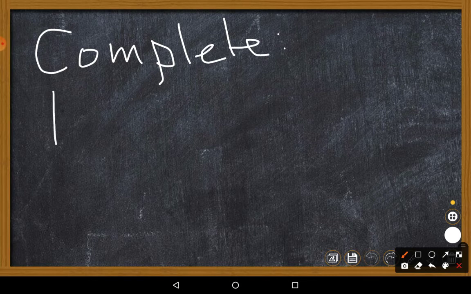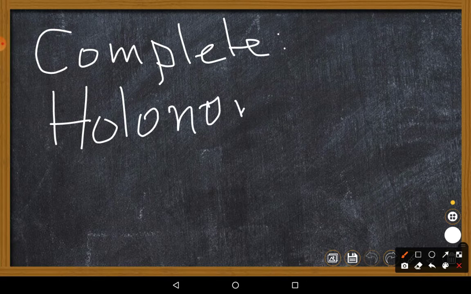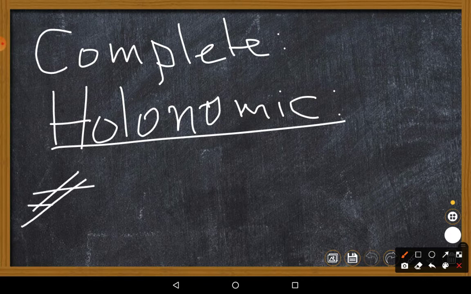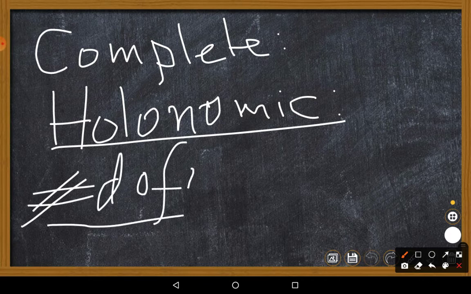And what do I mean by holonomic? It's very easy. A system is said to be holonomic if the number of degrees of freedom, which I denote by DOFs, the number of degrees of freedom of a system, is equal to the number of generalized coordinates you have chosen.